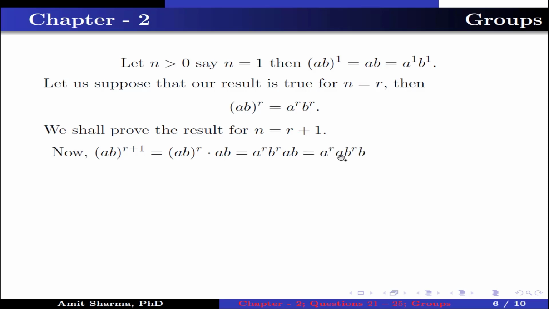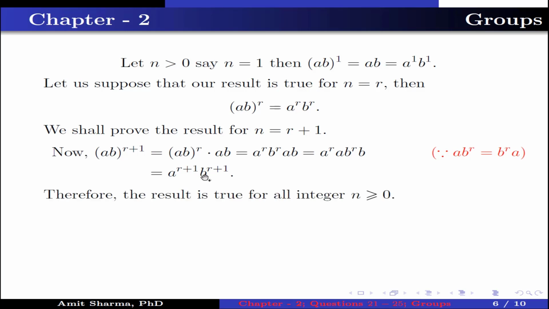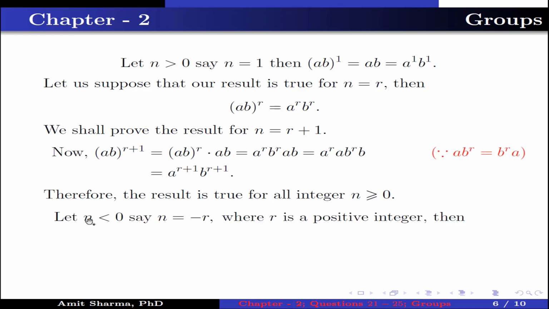Which is further written as a^r into a, b^r into b. Why is it so? Because b^r a is equal to a b^r, as G is an abelian group. This is equal to a^(r+1) into b^(r+1). Therefore, the result is true for all integers n greater than or equal to 0. Let n be less than 0. Say n equal to minus r, where r is a positive integer.